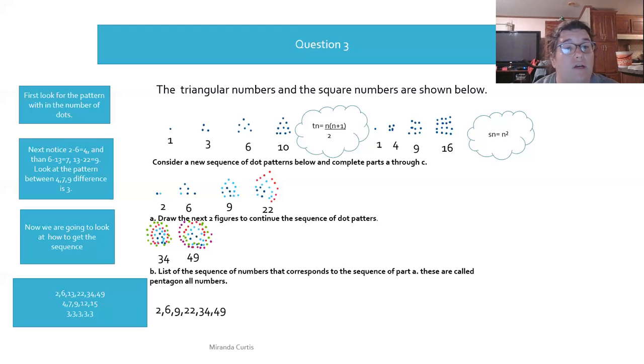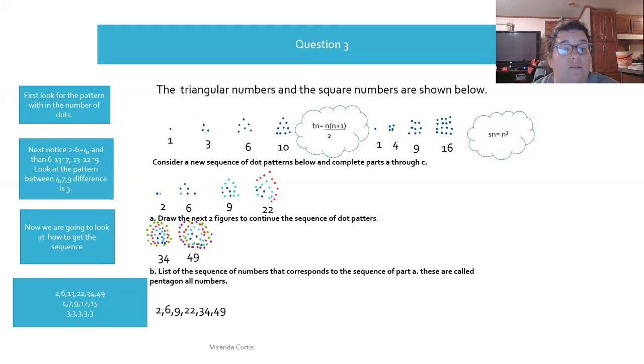You want to make sure you look at your sequence. Sometimes it'll jump out at you, sometimes it won't, but keep trying. It's going to get easier. Just ask questions. Okay, list the sequence of numbers that corresponds to the sequence in part A. They are called pentagonal numbers. So they're going to be positive.